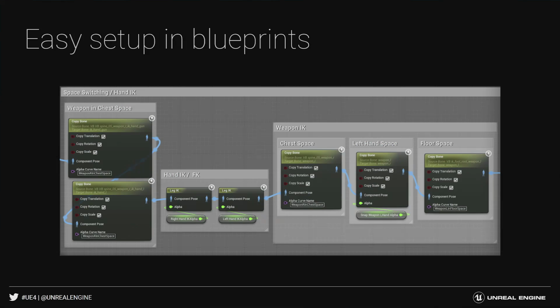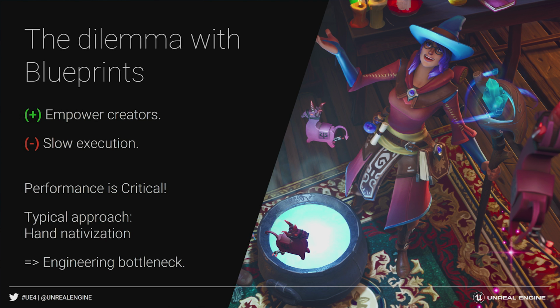So this is extremely easy to set up in blueprints and in control rig. In Fortnite, we have a setup. We can put the weapon in chest space, right hand space, left hand space, even floor space, and we can switch between FK and IK. So Blueprint is really powerful. The problem with Blueprint is its performance. And in Fortnite, performance is critical.